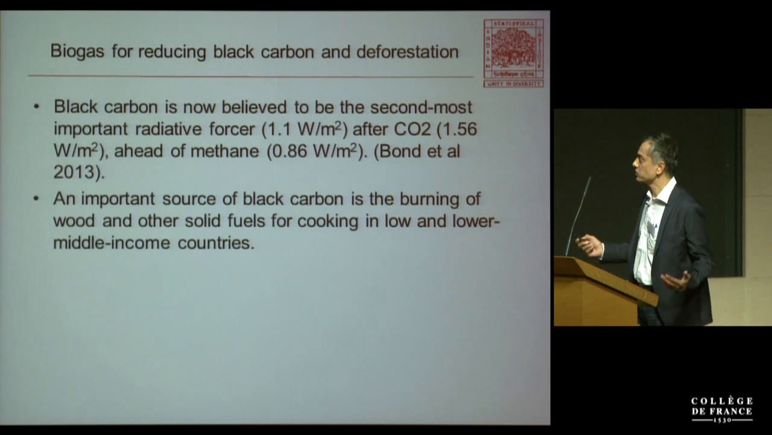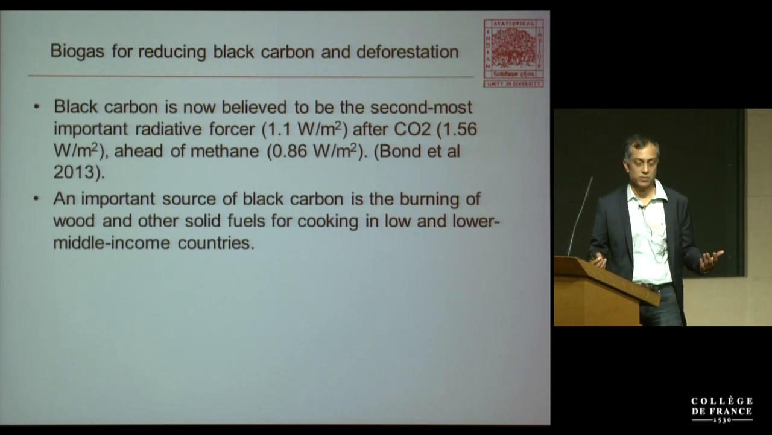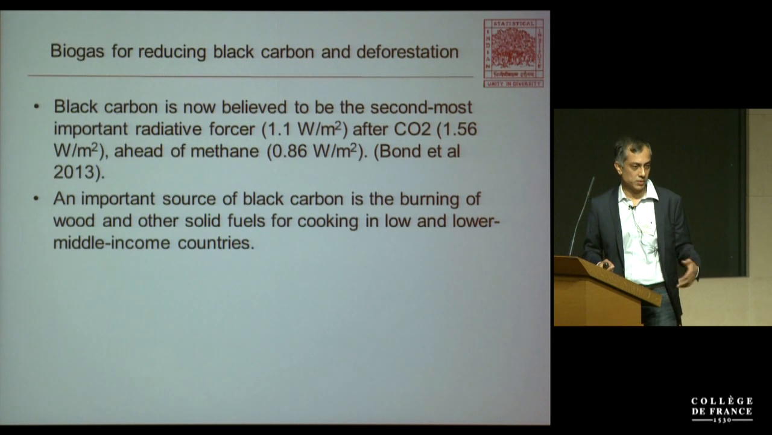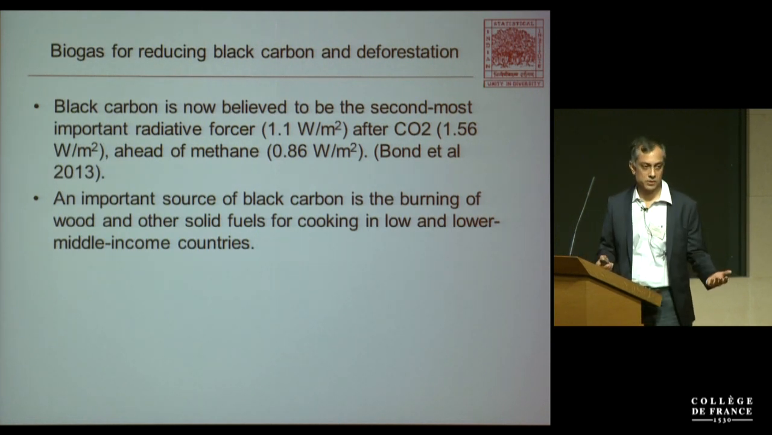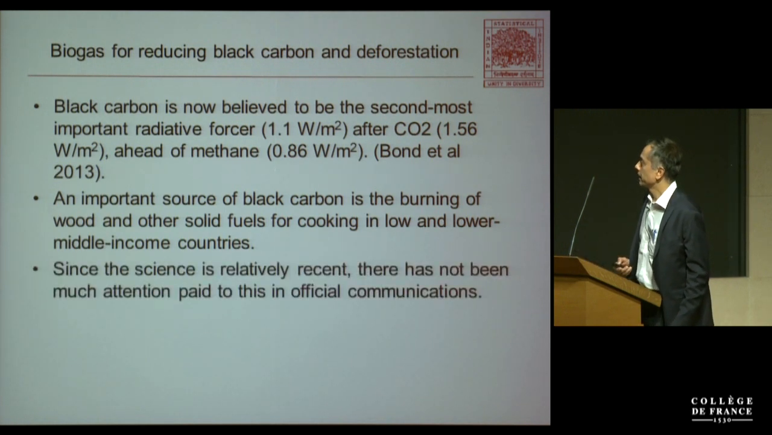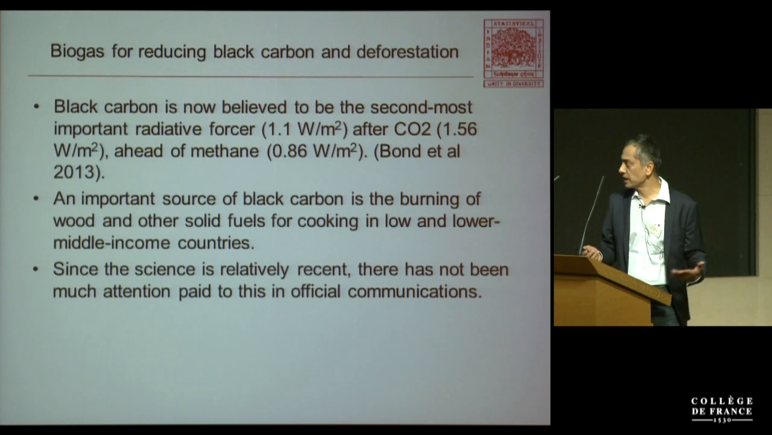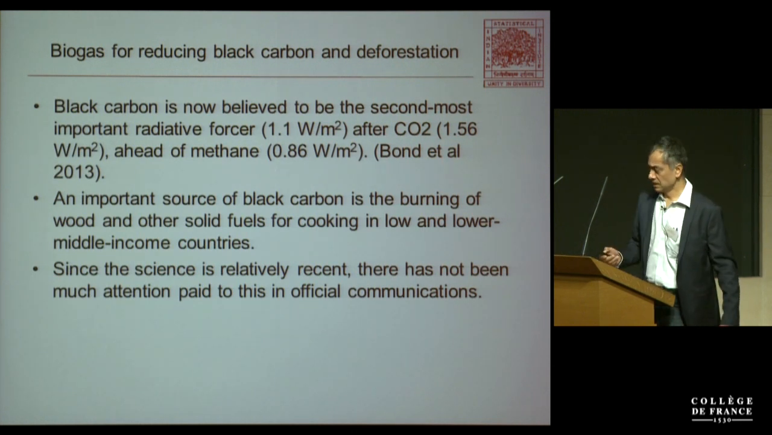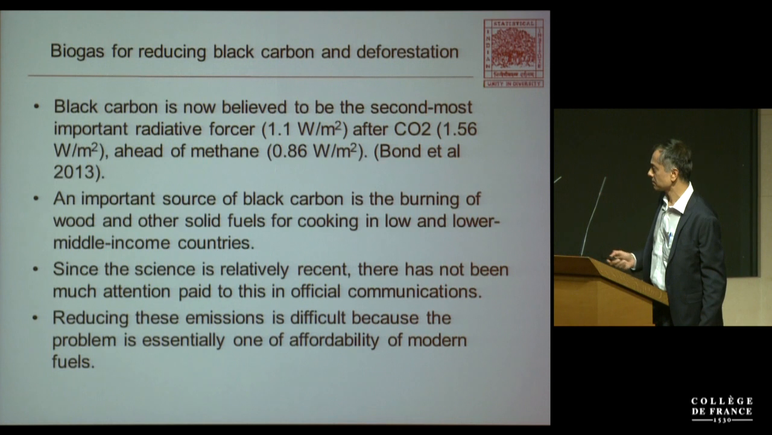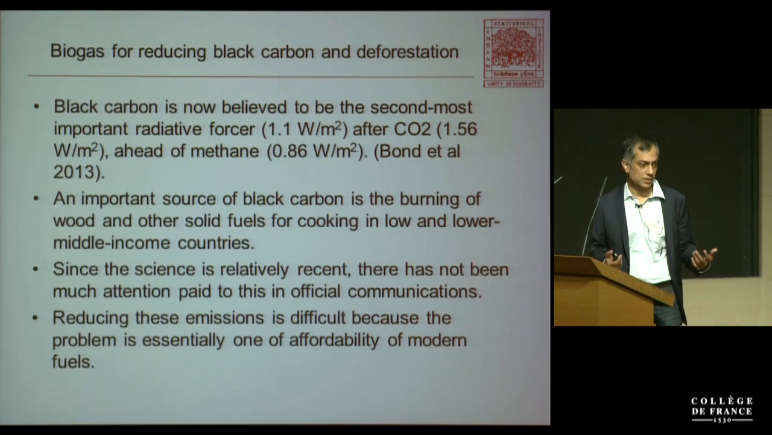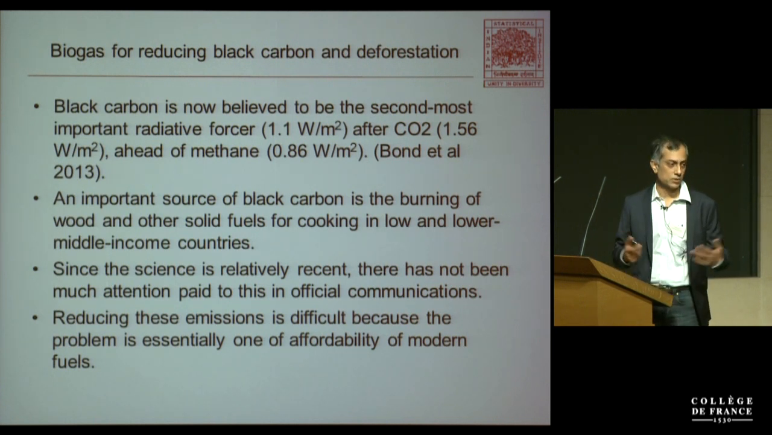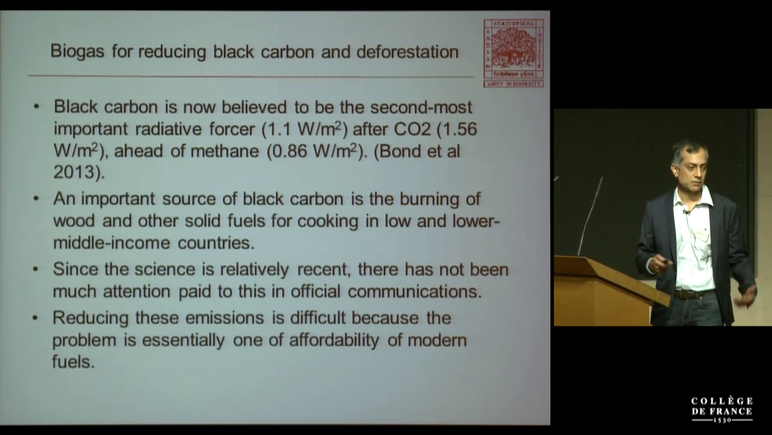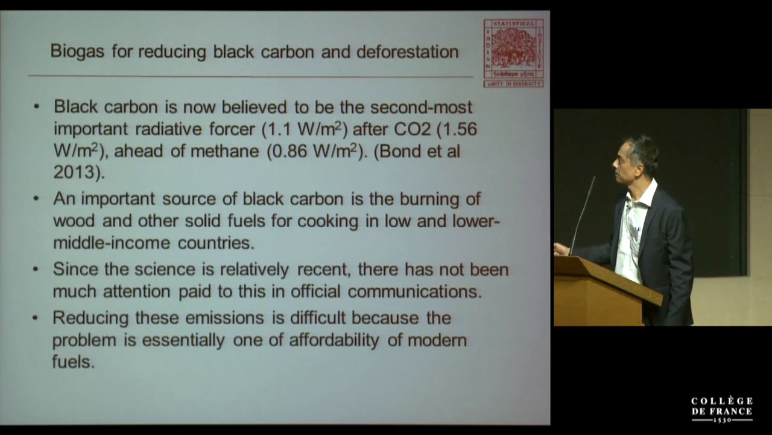Okay, so an important source of black carbon, in fact, probably the major source of black carbon worldwide, is the burning of wood and other solid fuels for cooking by the poor in low and lower middle income countries who can't afford modern fuels like gas and electricity. And since the science on black carbon is relatively recent, it hasn't been paid much attention to in official communications, and in fact, it's not in the Kyoto Protocol, which was written long enough ago that it wasn't considered very important. And reducing these emissions is difficult because the problem is essentially one of affordability of modern fuels, right? So you have hundreds of millions of people in South Asia, for example, who are still cooking with very polluting solid fuels like wood and crop residues.